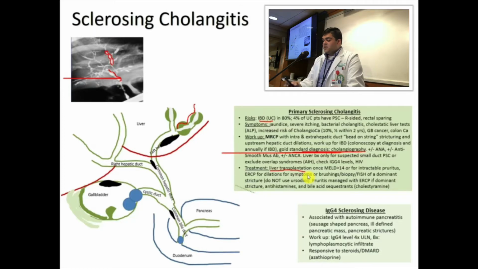And that's because, one, it hasn't really been shown to help the itching. It hasn't really been shown to improve survival, and it hasn't actually delayed the time to liver transplant. There's some studies going on, but generally ursodiol is not recommended for these patients at all. So PSC, no ursodiol. PBC, yes ursodiol.